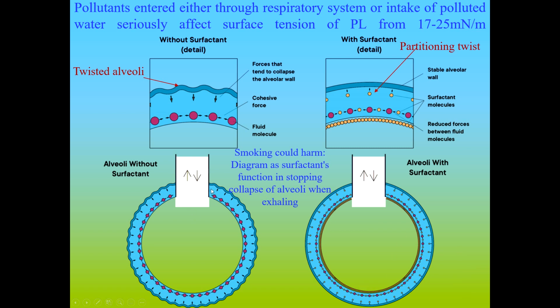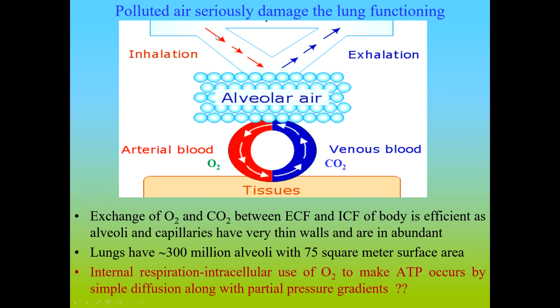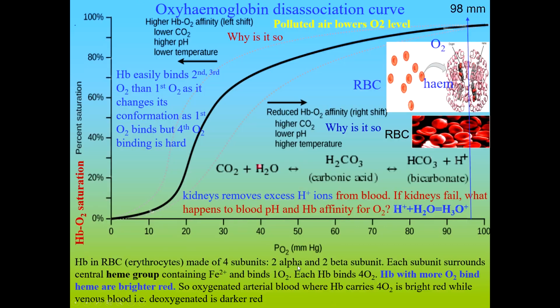And see here, there is no kind of rupturing, because it is not allowing cohesive force, but it is allowing flexibility, adherence. So no rupturing. This is the dipalmitoyl phosphatidyl choline pulmonary surfactant. In between the glycerol and palmitic acid, and here phosphatidyl choline. So this plays the master role, and during respiration it is very important.